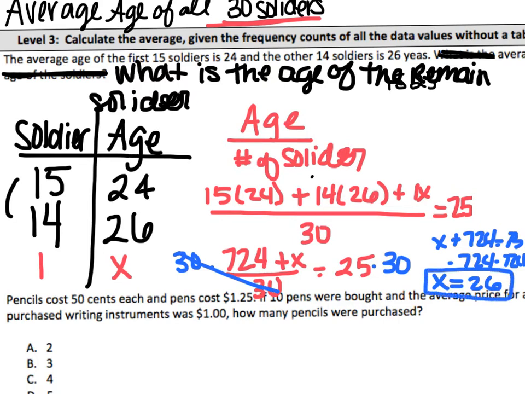So that means in order for the average age of all the soldiers to be 25, the last guy has got to be 26 years old.